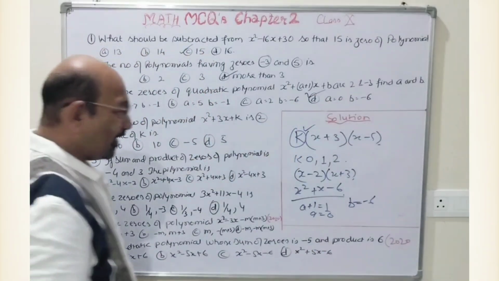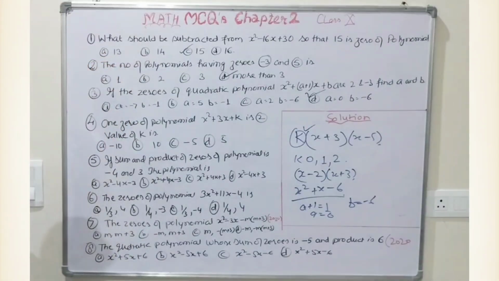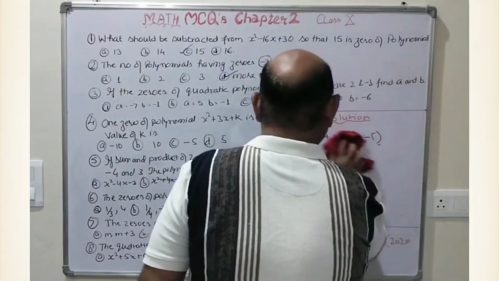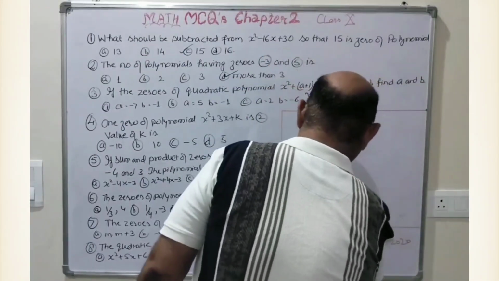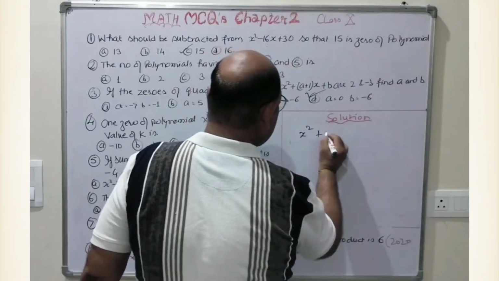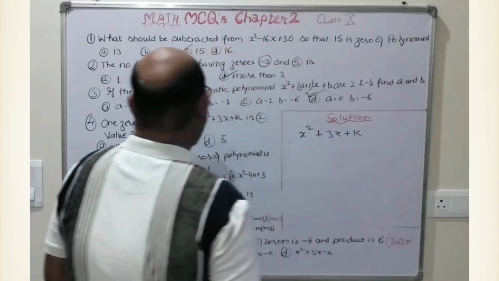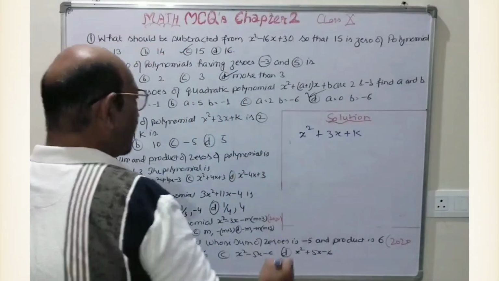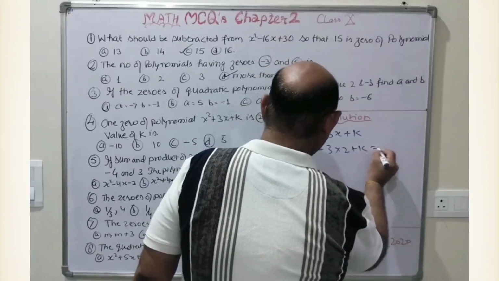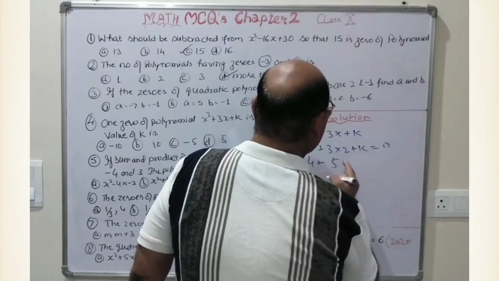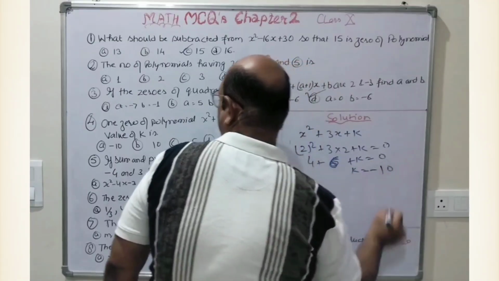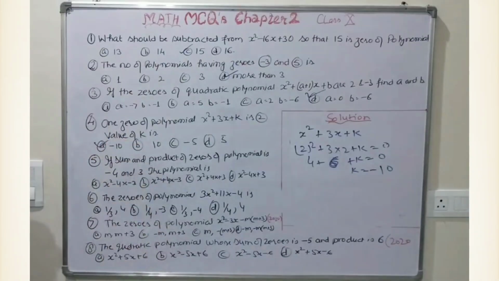One zero of polynomial x square plus 3x plus k is 2. The value of k? So one zero of polynomial x square plus 3x plus k. तो अगर इसकी पोलिनोमियल की 0 2 है तो दैट विल बी 2 square plus 3 into 2 plus k is equal to 0. 4 plus 6 plus k is equal to 0. So k is equal to minus 10. So A is the correct option.